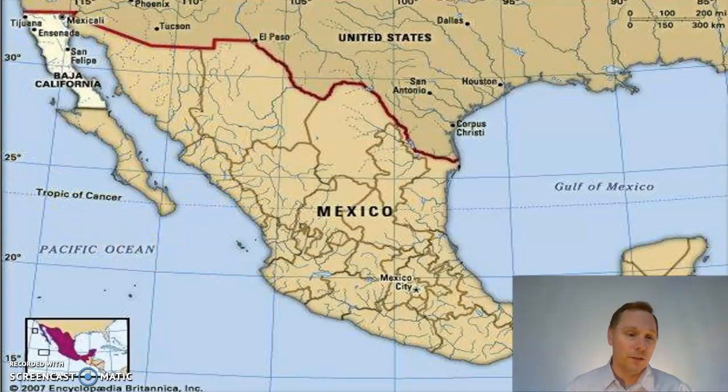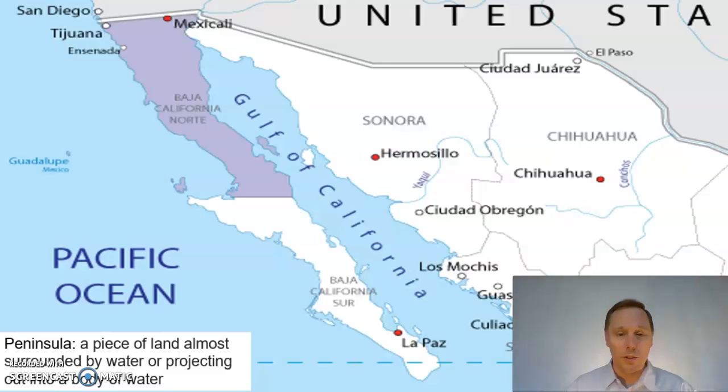All right, so let's move up the coast, and we're headed to this part of Mexico called Baja Mexico. You see how that just sticks out right into the Pacific Ocean. In fact, it's a peninsula, a piece of land almost surrounded by water or projecting out into a body of water. Yeah, I would say that meets the criteria for a peninsula.